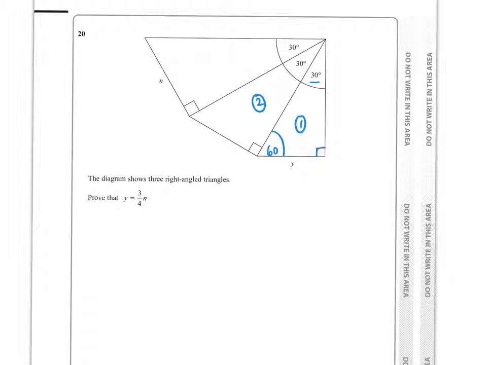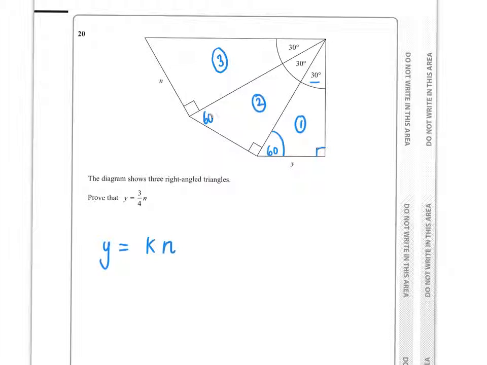So that means the first one and the third one must be similar, which means that if you take the value y, hasn't that got to be the same as n with a scale factor of enlargement? We've just got to find the value of k in this case. So let's have a look. Let's call this triangle 3.